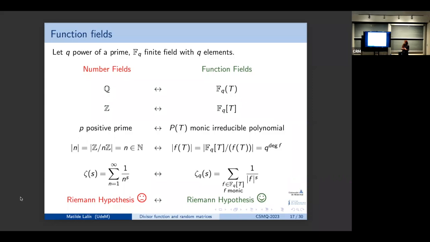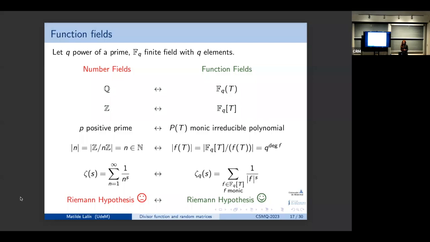So FqT, the rational functions with coefficients in Fq, will correspond to Q. The polynomials will correspond to the integers. Here these two rings have unique factorization, they are very nice. The primes in the integers correspond, in the function field, to monic irreducible polynomials. I should say the positive primes in the integers correspond to monic irreducible polynomials.